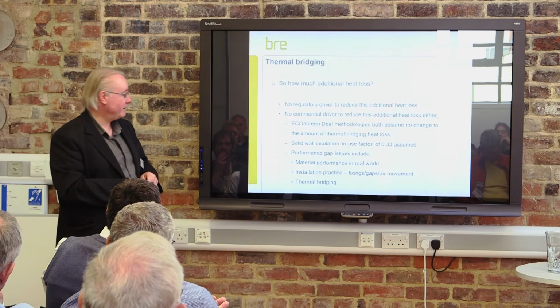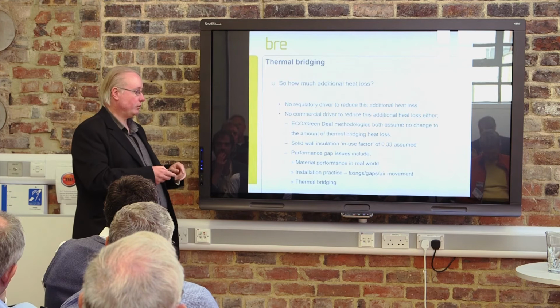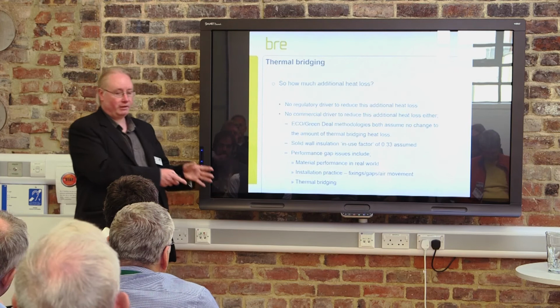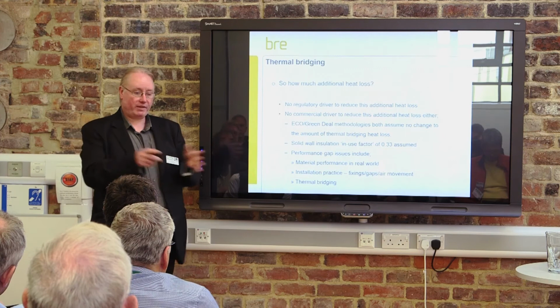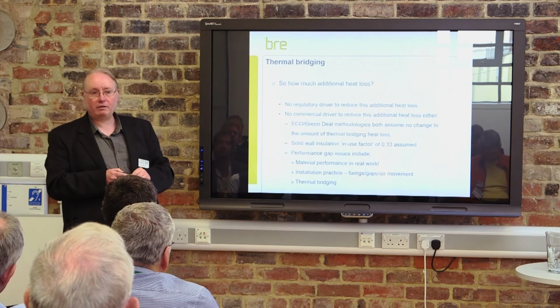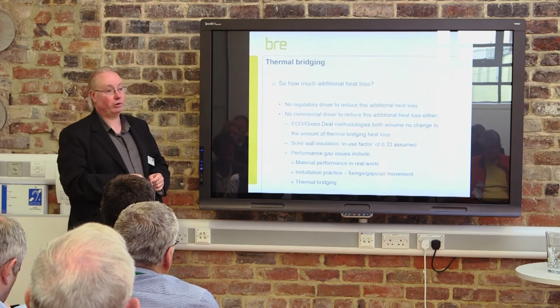Now, the solid wall insulation in-use factor for Green Deal ECO says that you calculate your running costs before a measure, you calculate running costs after the measure, i.e. upgrade the wall at 0.28, and then whatever the savings are in running costs and carbon, you reduce by a third. How much of that third is taken up by doubling the wall U value?